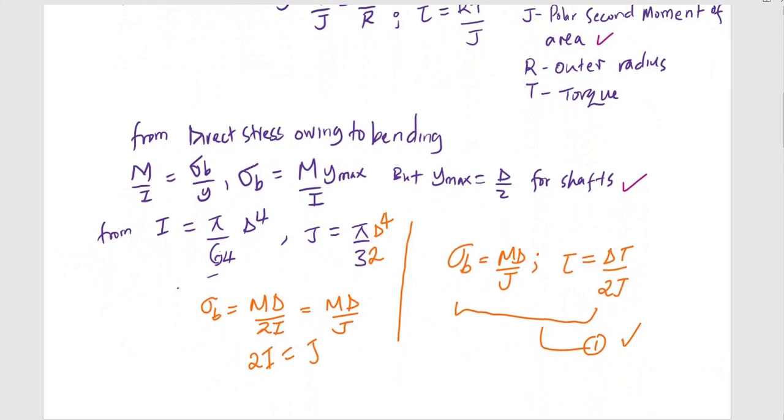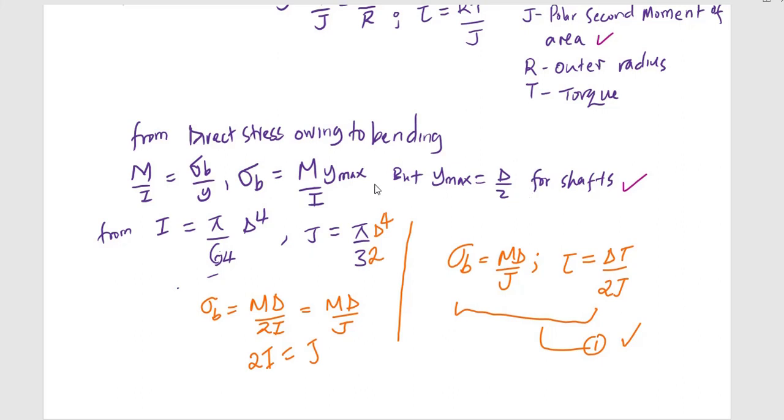Having known that, we also have to know that the direct stress owing to bending is given by the maximum bending moment M divided by I, which is the second moment of inertia, or the second moment of area, equal to the bending stress divided by y. Therefore sigma b is equal to bending moment M times y max divided by I, and y max is the distance of the outer fiber from the neutral axis. And if it is a solid shaft, this y max is equal to d over 2, which is equal to r.